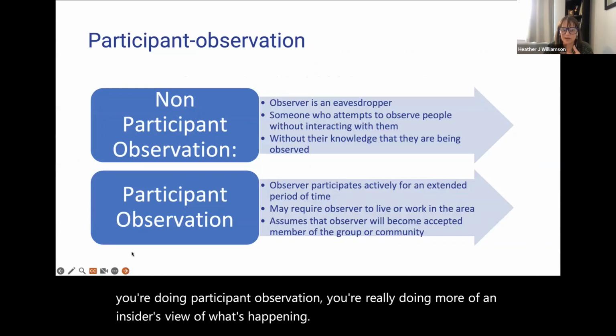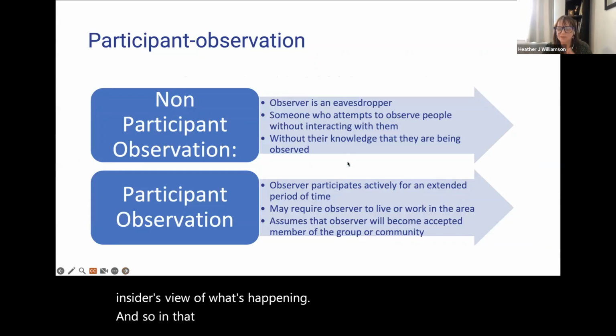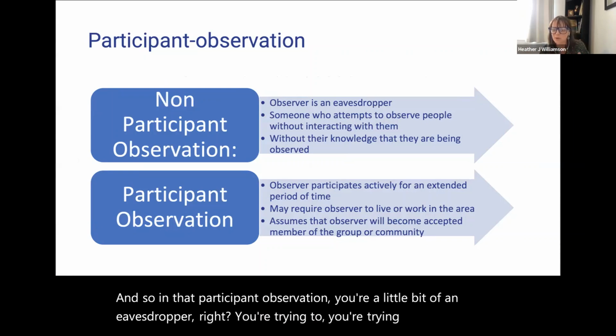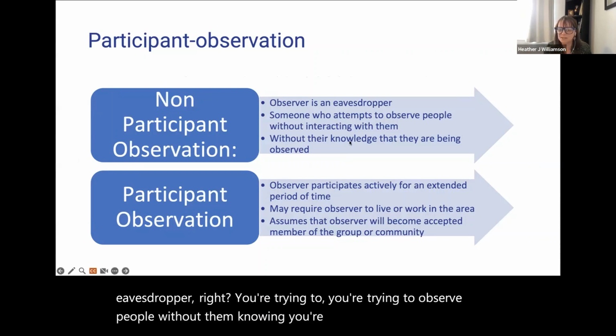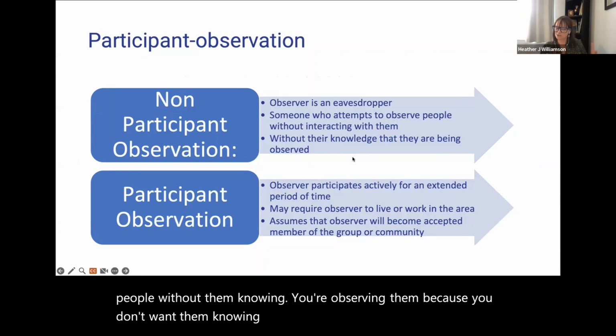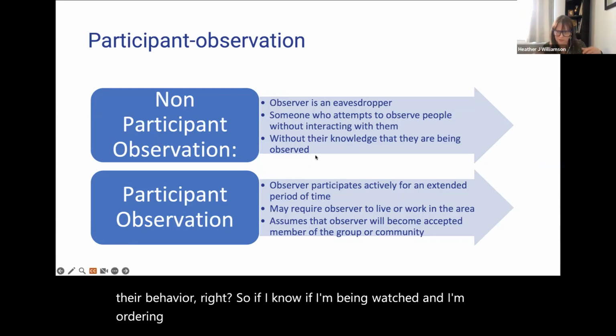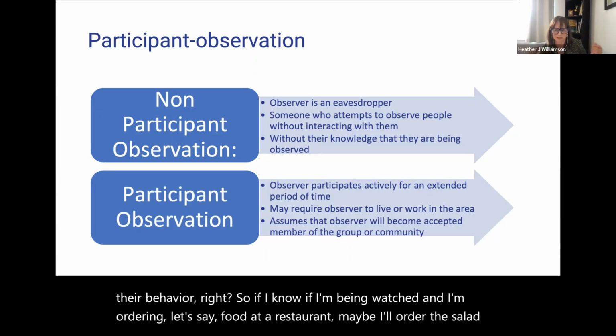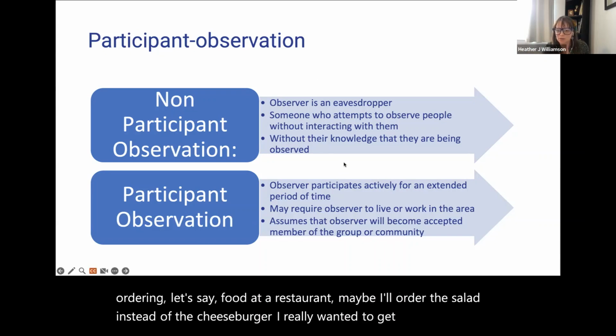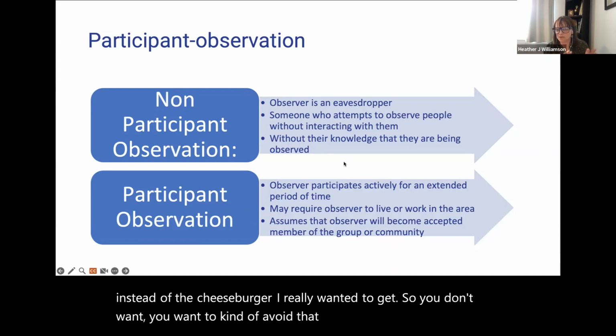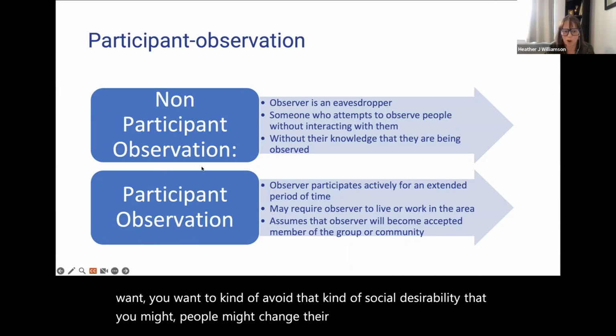In observation, you're a little bit of an eavesdropper. You're trying to observe people without them knowing you're observing them, because that may change their behavior. If I know I'm being watched and I'm ordering food at a restaurant, maybe I'll order the salad instead of the cheeseburger I really wanted. So you want to avoid that kind of social desirability, where people may change their behaviors if they know they're being watched.